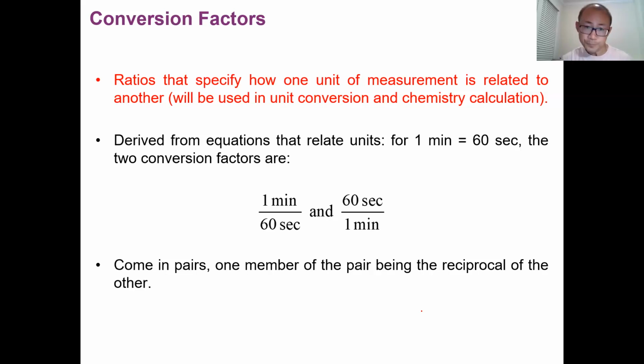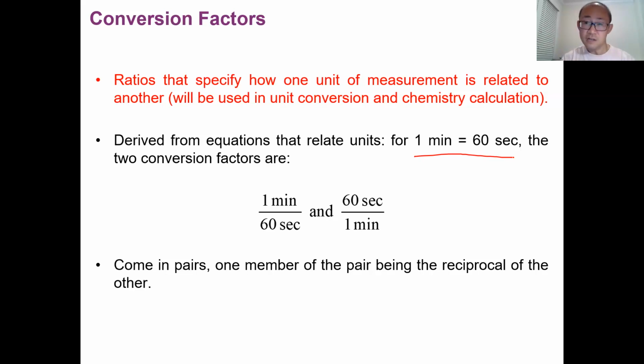We know a conversion factor relates two units. So I'm giving you two units here. 1 minute equals 60 seconds. We know that they're related. 1 minute is 60 seconds. Because these units are related, I can use these two units to create two conversion factors. 1 minute on top, 60 seconds on bottom, or 60 seconds on top, 1 minute at the bottom. These are both conversion factors from these two related units, 1 minute and 60 seconds.